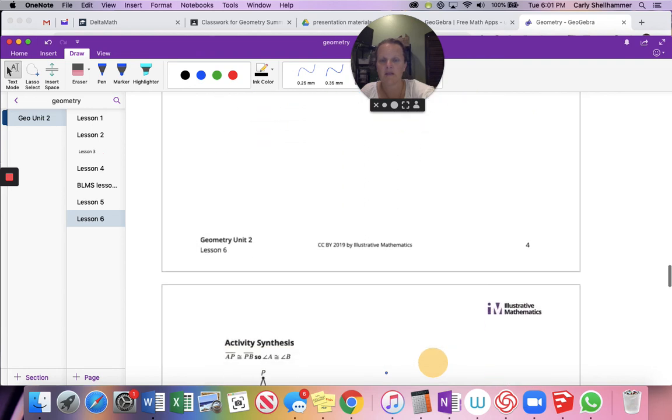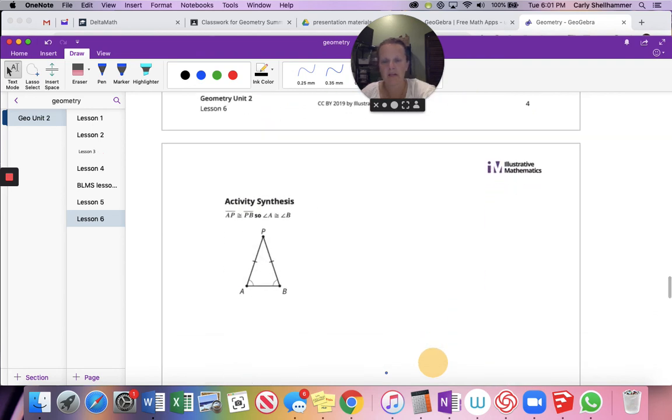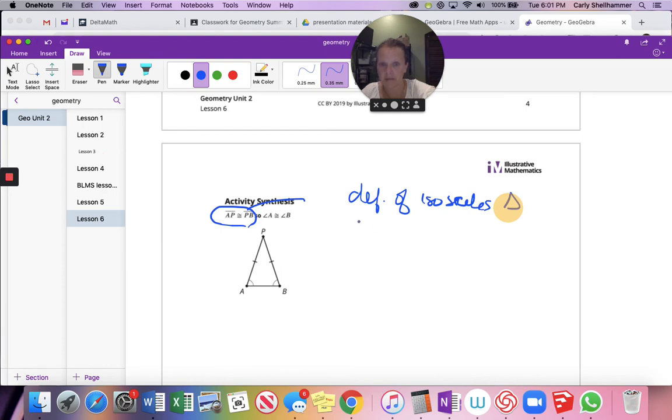I really like the fill in the blank proofs. And here we've got the same thing. So AP is congruent to PB because it's an isosceles triangle. That would be a statement, and my reason would be definition of isosceles triangle. Then angle A is congruent to angle B. Same reason, definition of isosceles. And now we just need that side.